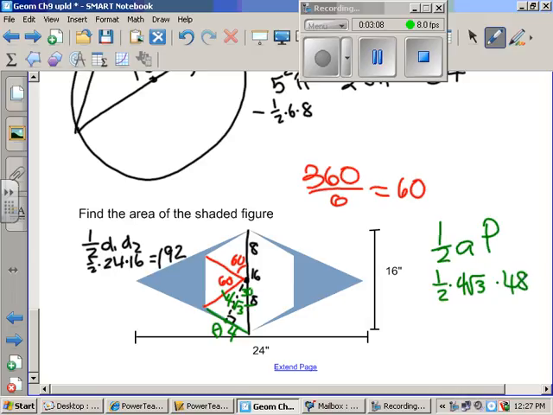Okay, multiply 1/2 times 4 square root of 3 times 48, and I get 166.32 or something like that. All right, so I have the whole shape, I have the hole. By subtracting the 2, I get the remainder, the part that's shaded in this picture, which comes out to be like 25.68, something like that. And that's it.